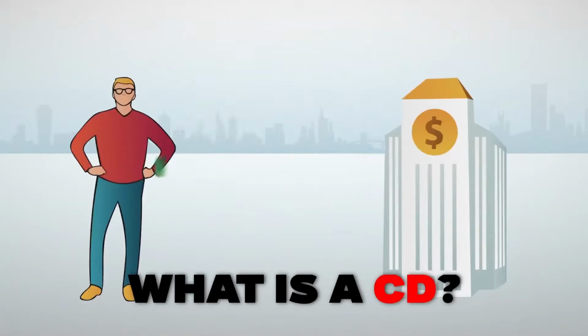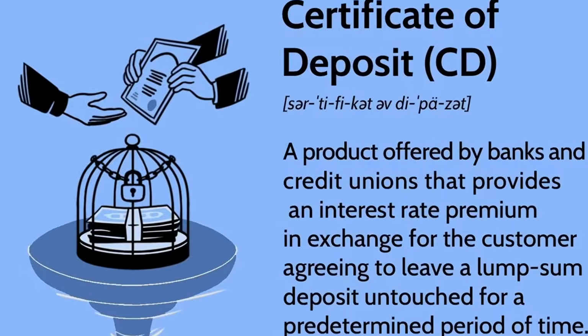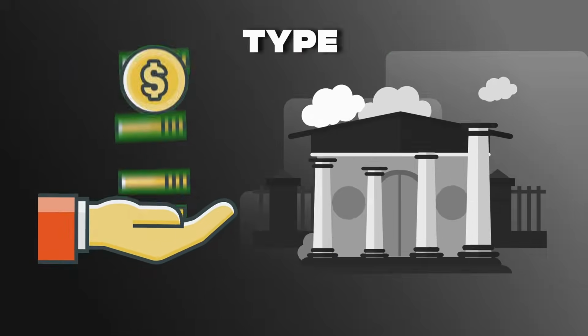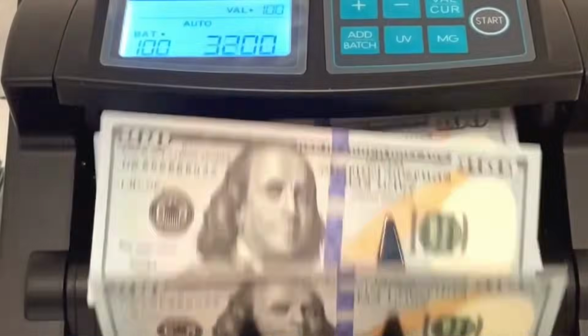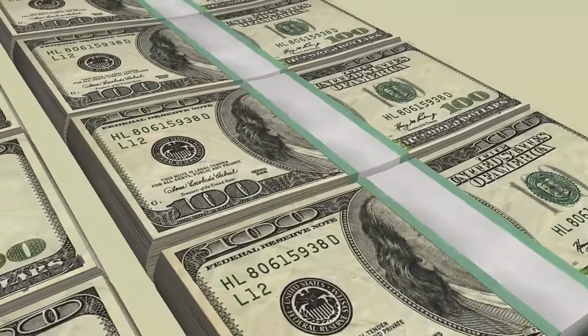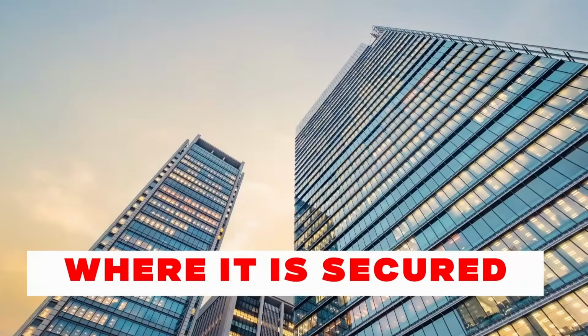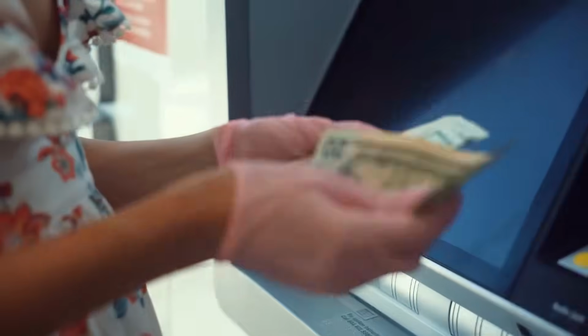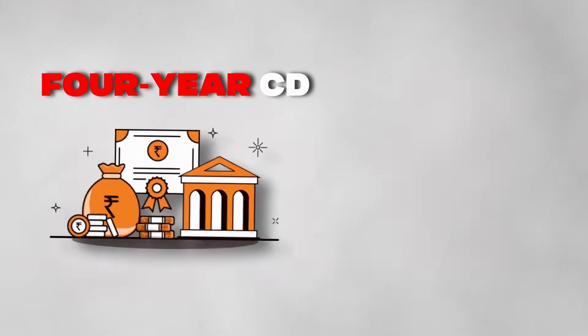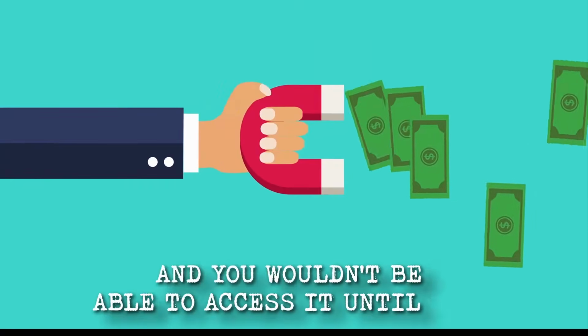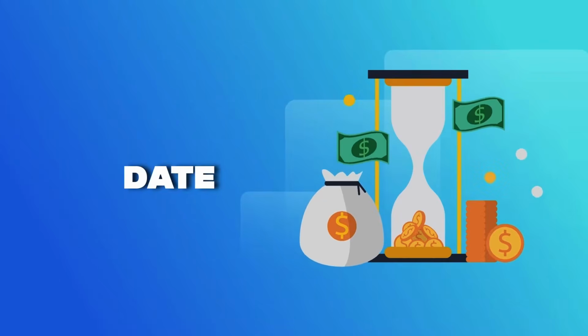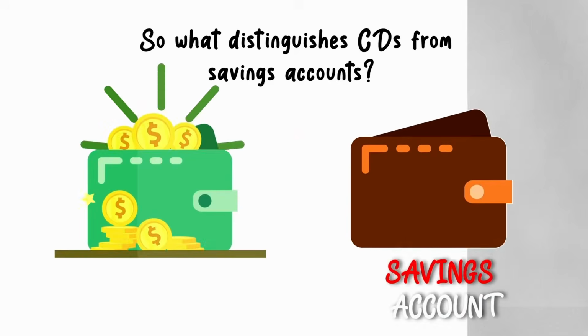2. What is a CD? The majority of people advise you to invest in a CD, another low-risk type of bank savings. CD is short for a certificate of deposit in this context. In this scenario, you deposit your money into a bank account where it is secured. You are therefore unable to withdraw. For example, a 4-year CD would lock away your money for 4 years, and you wouldn't be able to access it until then. You will be assessed an early withdrawal penalty fee if you insist on withdrawing before the designated date. So what distinguishes CDs from savings accounts?